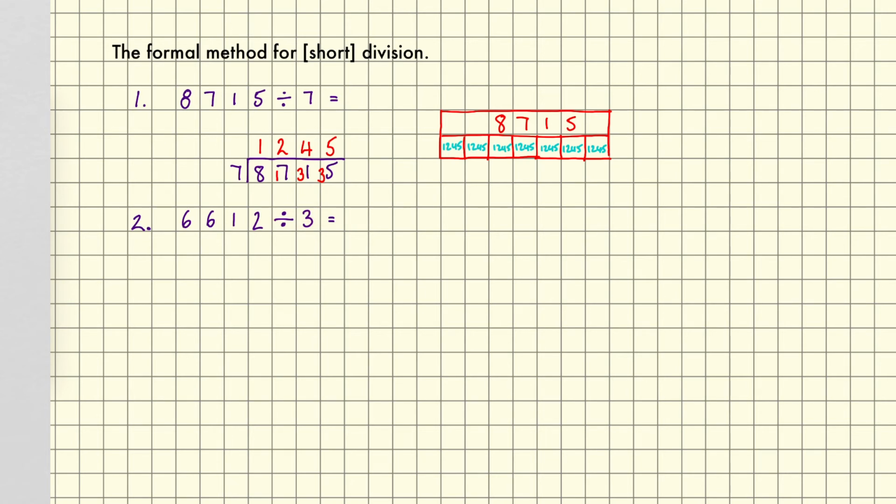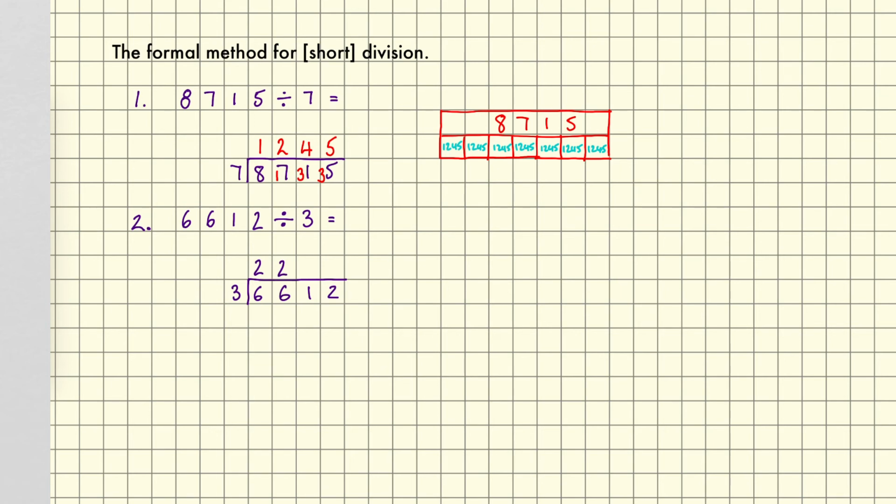We lay it out in the formal method, just like this. We've now got our dividend inside our little bus stop, hence why it's sometimes called the bus stop method, and our divisor just outside here. And we're going to say how many 3s go into 6. Well, 3 times 1 is 3, 3 times 2 is 6. There's no remainder this time, so we don't have to carry anything across. Again, 3 times 2 is 6, no remainder, so we have nothing to carry across.